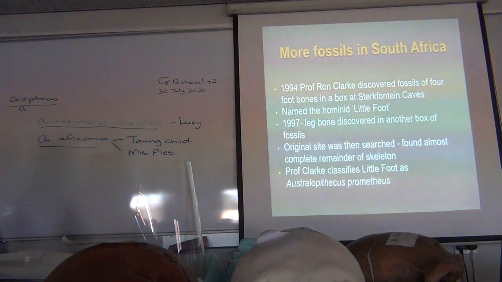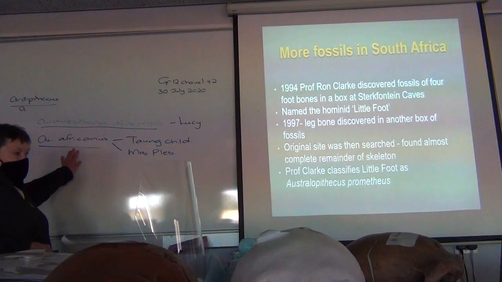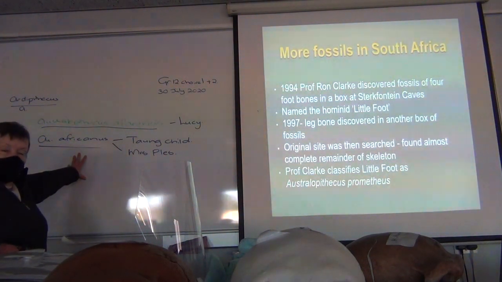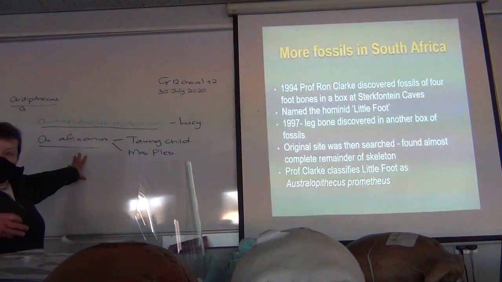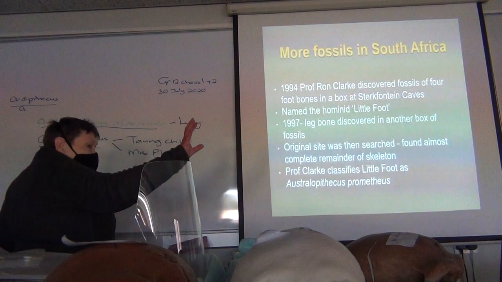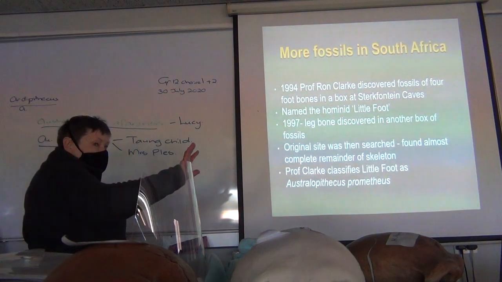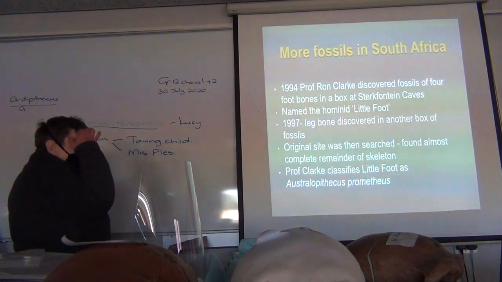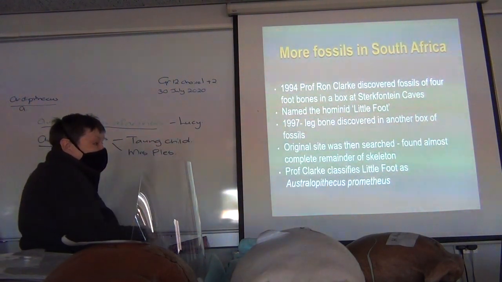Prof. Clarke called it Little Foot. Originally, it was thought to be Australopithecus africanus. And Professor Clarke spent a long time excavating it. So if you went down Sterkfontein Caves for quite a long time, there was a little passage off to the side that had a security gate and people were not allowed to go in there. And that was because Little Foot was being excavated there.